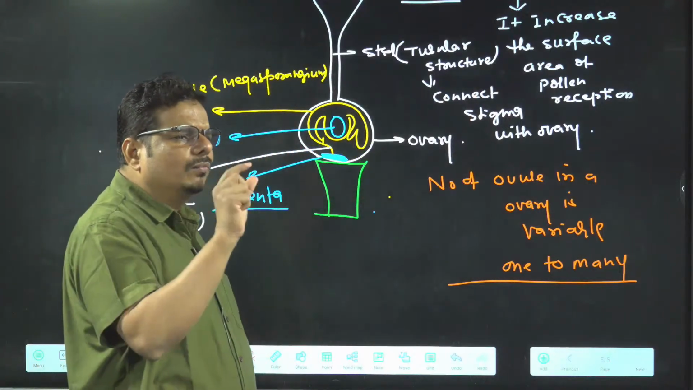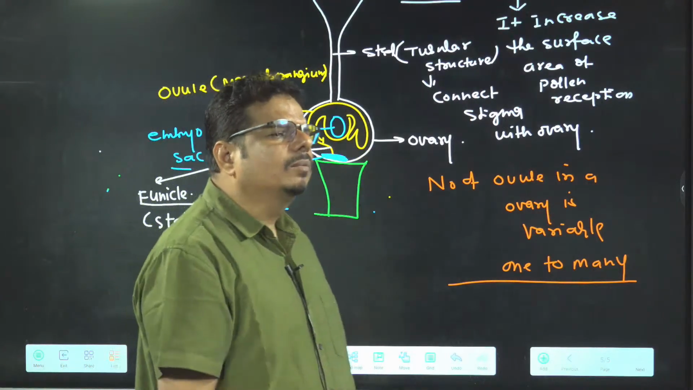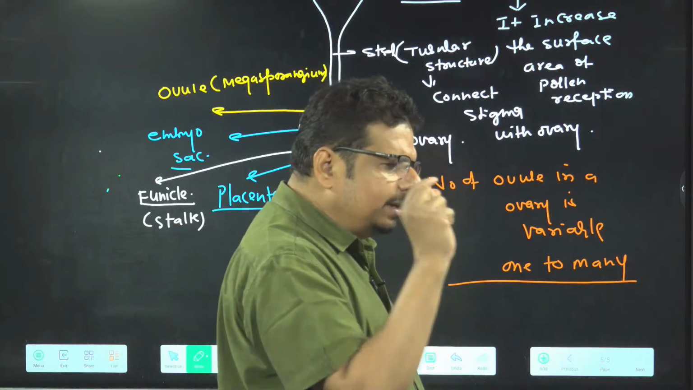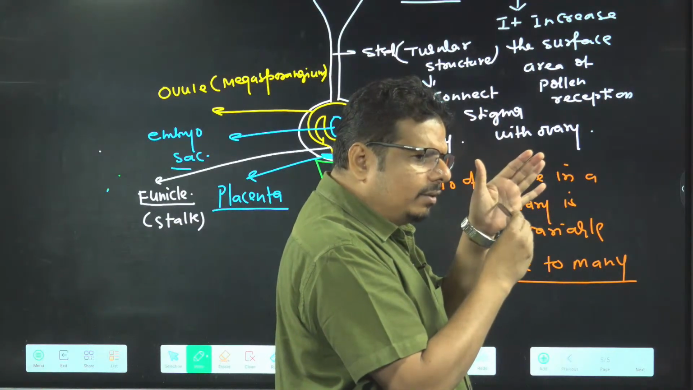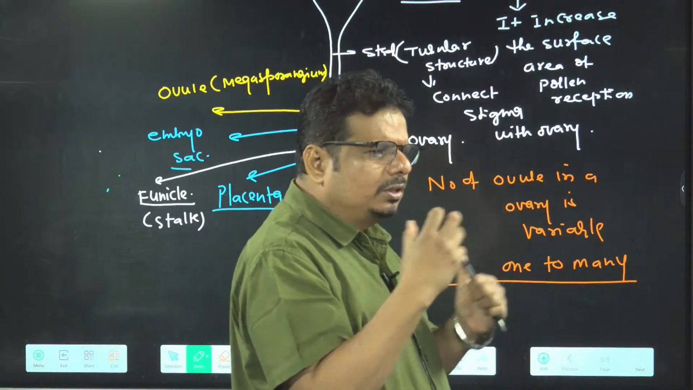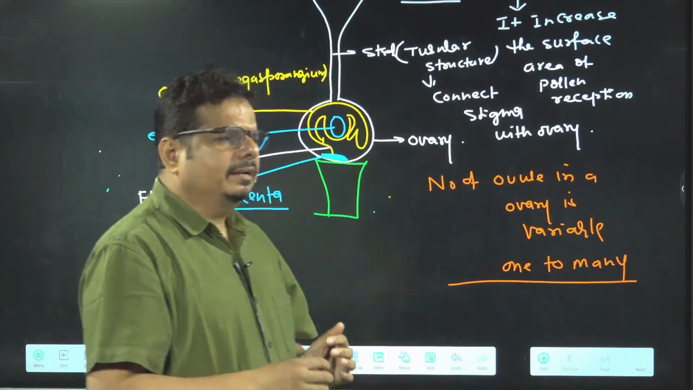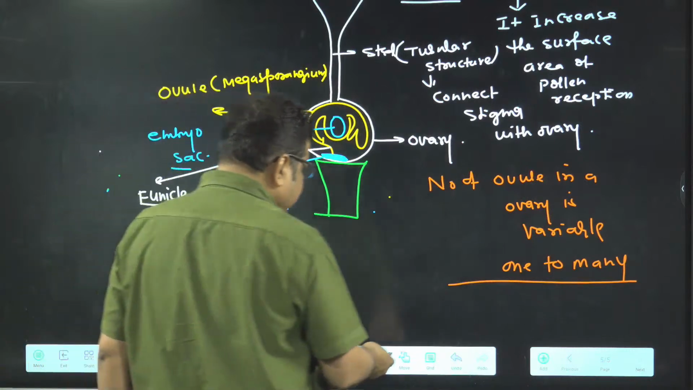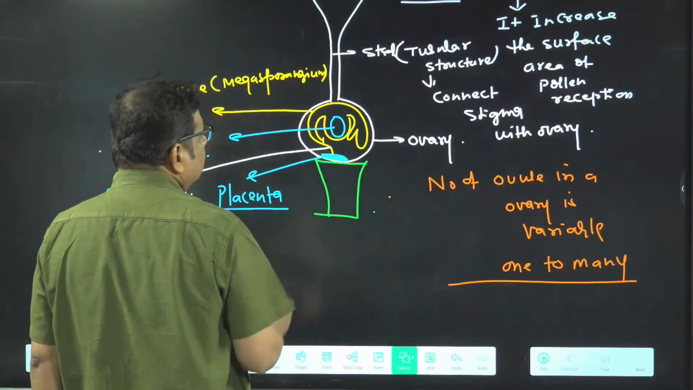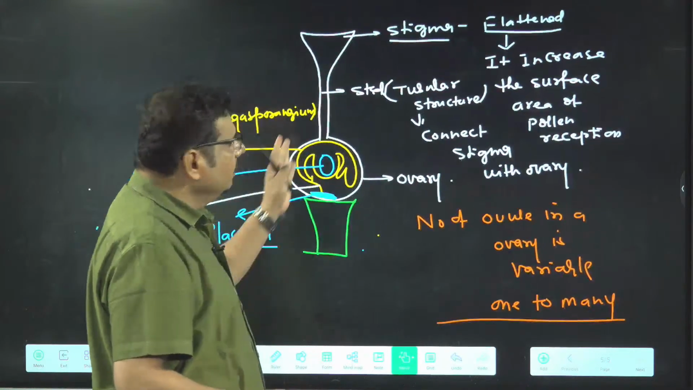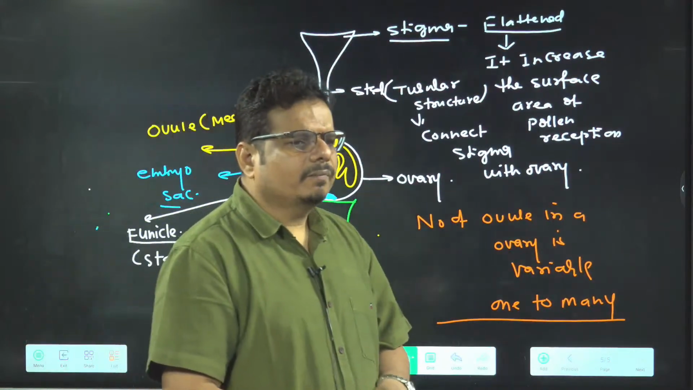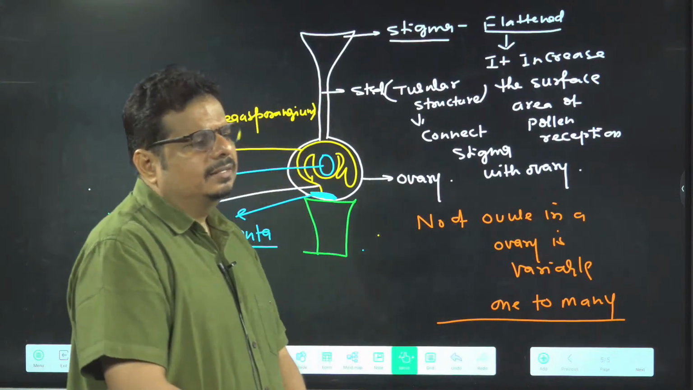But whenever an ovule joins with the wall of the ovary, it joins with the help of which one? Placenta. It joins at the area where a cushioning is there. So this cushion-like structure is protecting it from which one? Injuries, mechanical injuries. So these are the structures of a typical female reproductive part. Is it clear? It's all right?